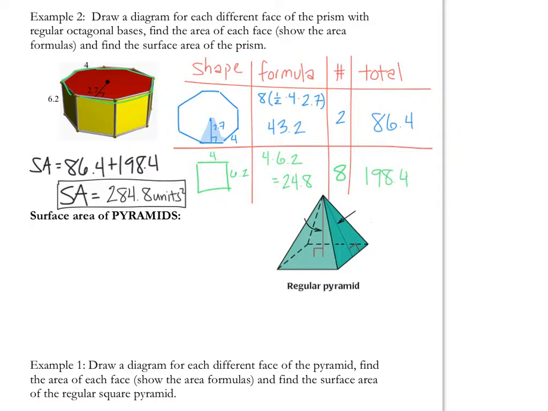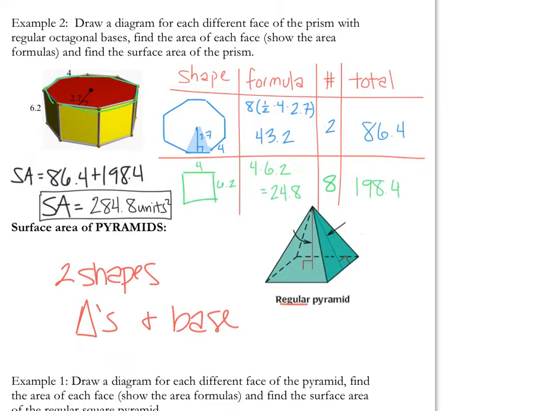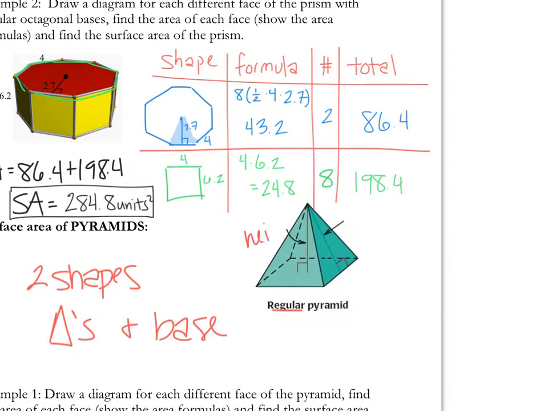So pyramids, you are going to have triangles and the base. So you only have 2 shapes: triangles and whatever the base is. It will always be a regular pyramid. We're not going to do any irregular ones, so all the sides on the bottom are going to be the same. So all the triangles will be congruent. This right here is going to be the height of our figure, and this is your slant height.